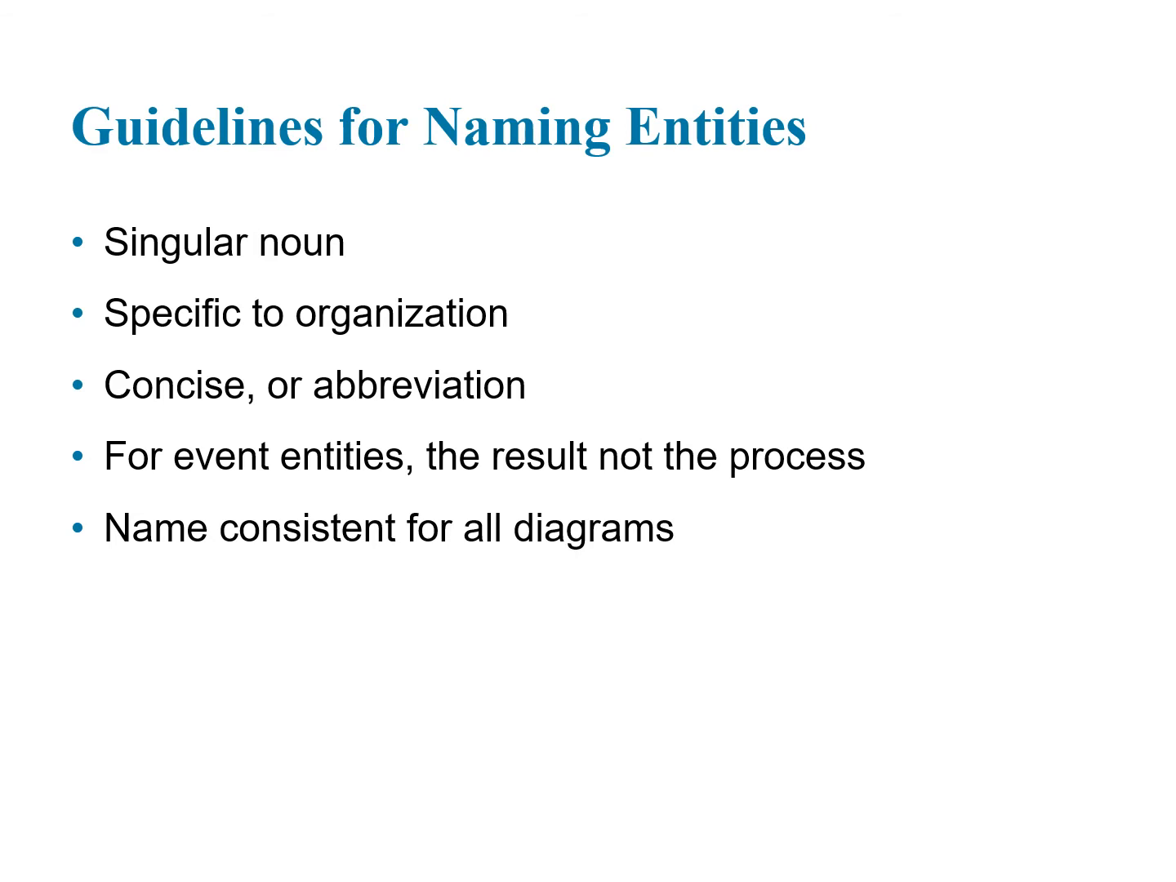Guidelines for naming entities. In addition to general guidelines about naming and defining data objects, there are some specific guidelines for naming entity types. These are listed here. Use a singular noun, specific to the organization, concise or an abbreviation for an event entity, the result, not the process, and a name consistent for all diagrams.